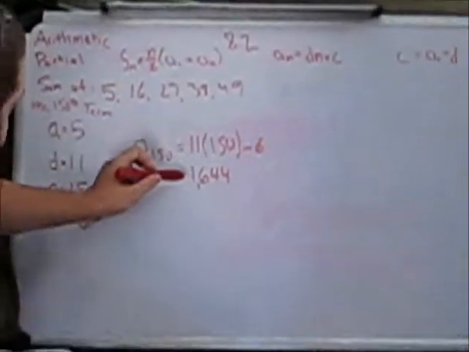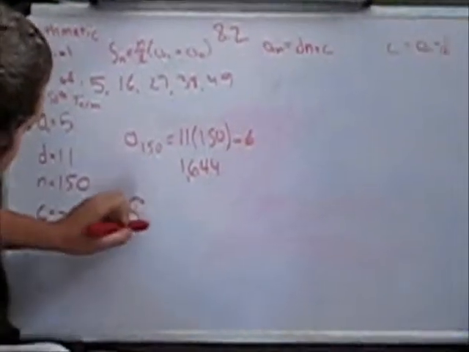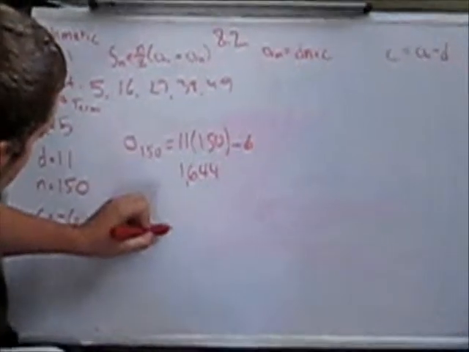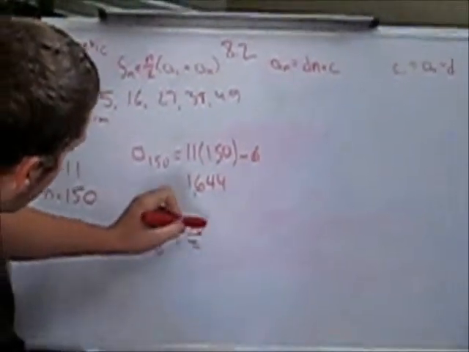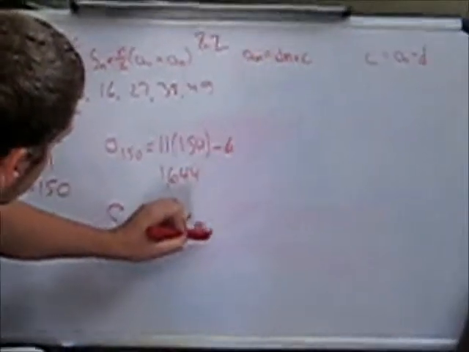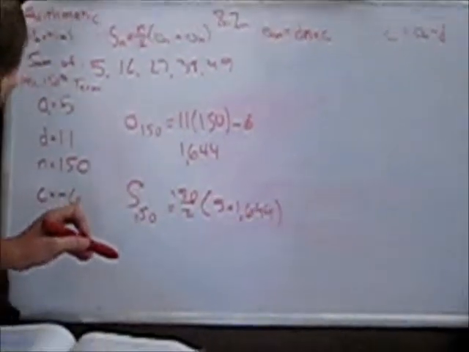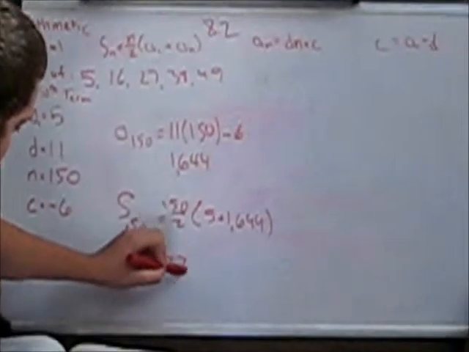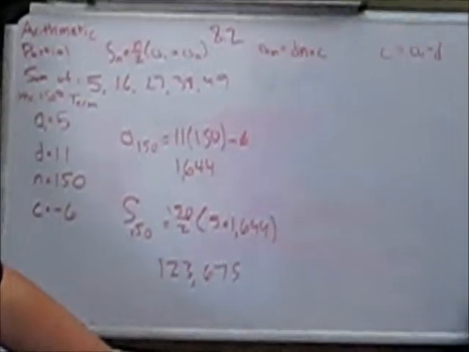And then you take this and plug it into here. You get S of 150 equals 150 over 2, 5 plus 1644, and the answer comes out to be 123,675. Okay? Yeah. Alright, so I think that's good.